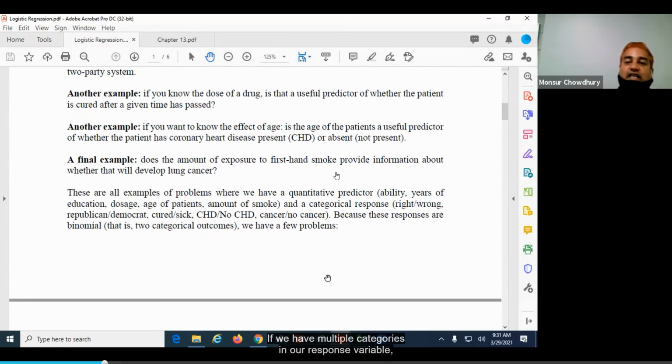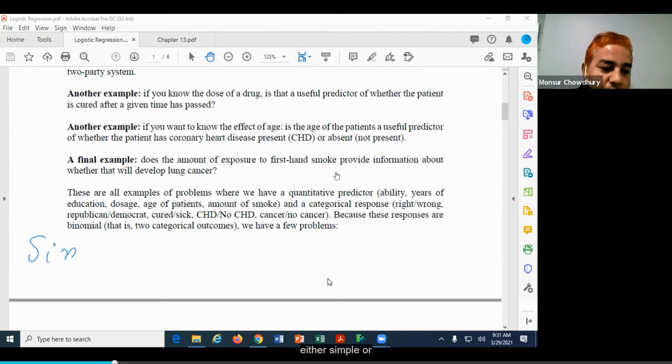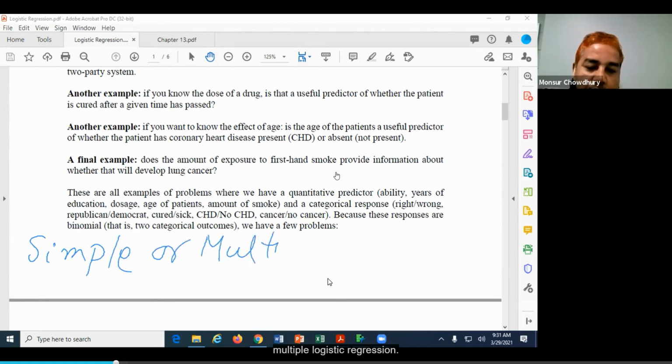If we have multiple categories in our response variable, this is called multinomial logistic regression. But we are considering logistic regression, either simple logistic regression or multiple logistic regression. Multinomial logistic regression means we have more than two categories in our response variable. So here, as I said, we are considering either simple or multiple logistic regression.